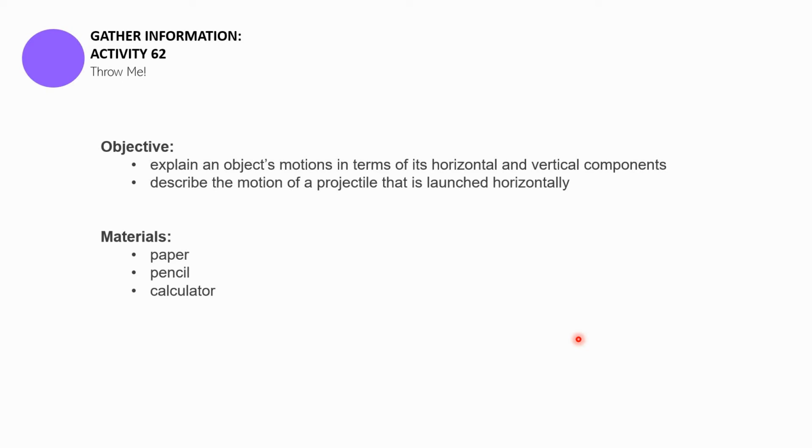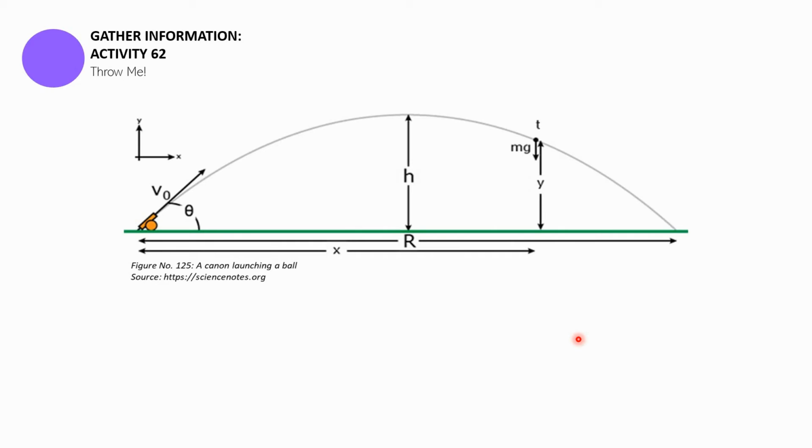I see the objectives of this activity are the same as the previous one, so let me read them. Explain an object's motions in terms of its horizontal and vertical components, and then describe the motion of a projectile that is launched horizontally. So you have to keep these materials ready: your sheets of paper or your science notebook, pencil, and a calculator. Let's continue. What I would like you to do first is to analyze the following illustration.